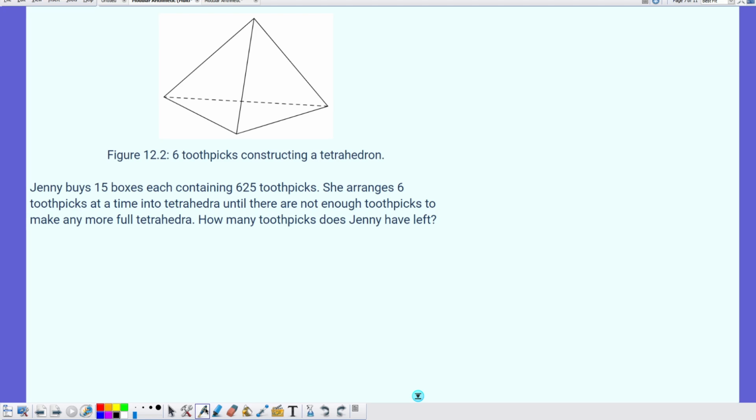So, 15 boxes of 625 toothpicks. We group them 6 toothpicks at a time. The tetrahedron stuff doesn't even matter really. One way I used to solve problems in school was to just get rid of whatever nonsense was in there so that I could just work with what the problem's telling me.